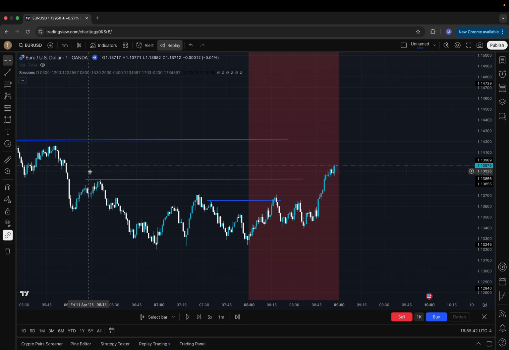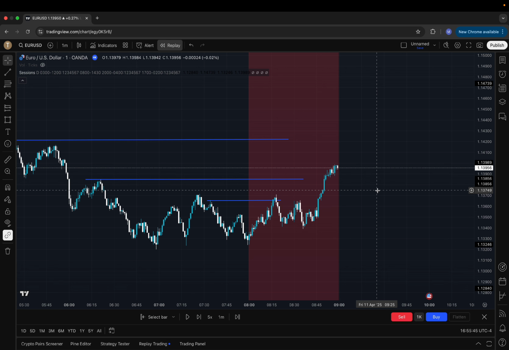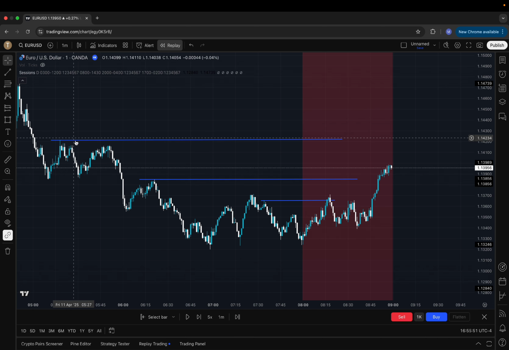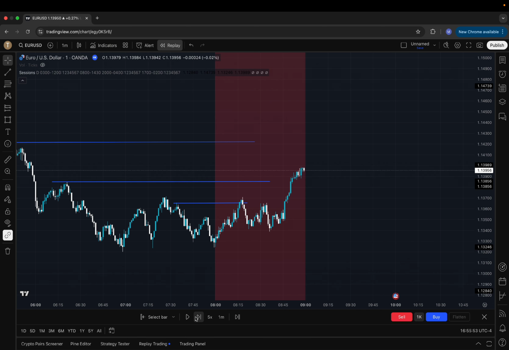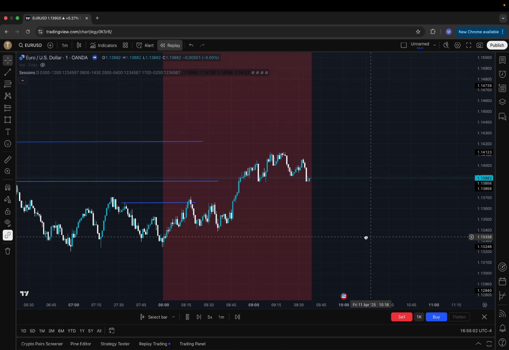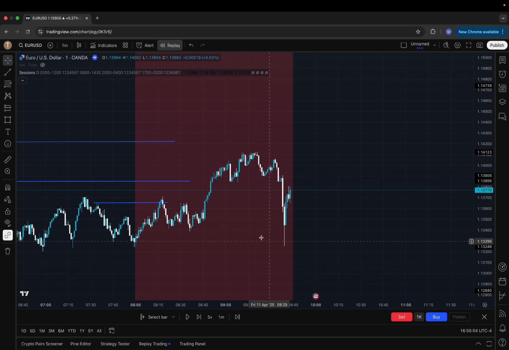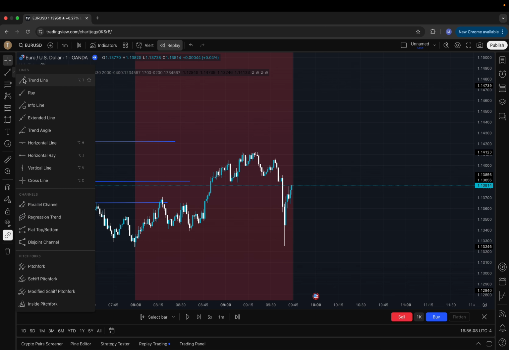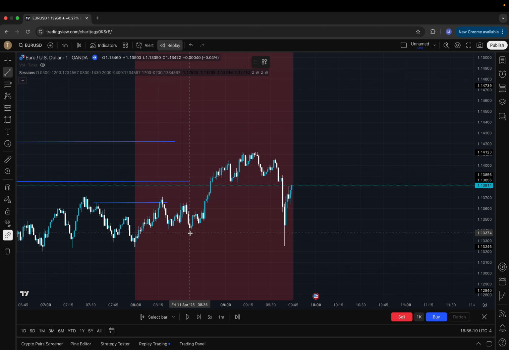Okay, so we've swept that liquidity. We're going to see if we get any sort of displacement. If we do, then we can take the trade. If not, we're going to wait for price to take out the next high. And you can see we've just had displacement and we've had a market structure shift. So what I would do is get my trend line and mark out this market structure shift.